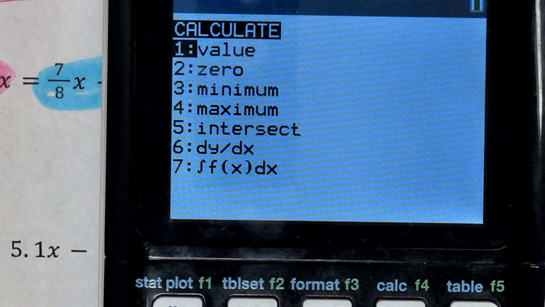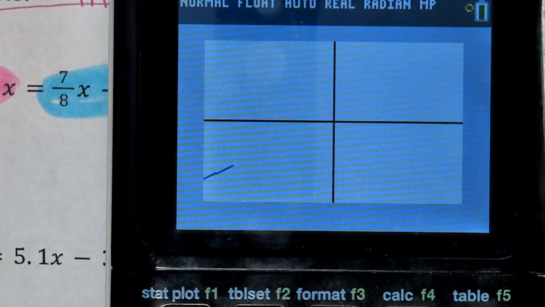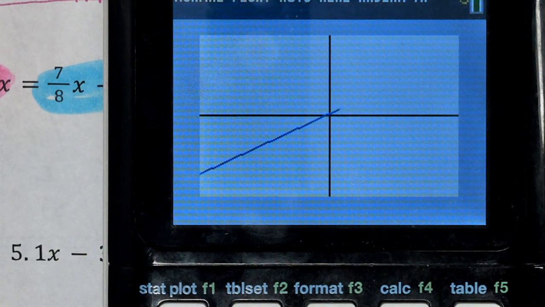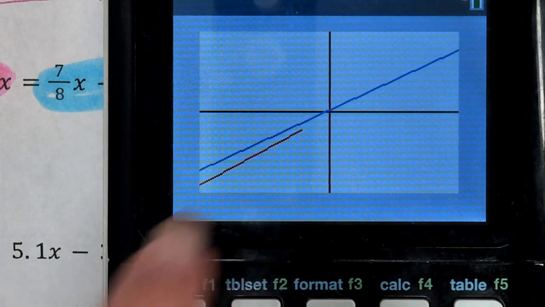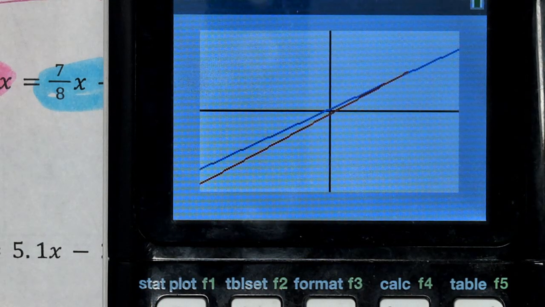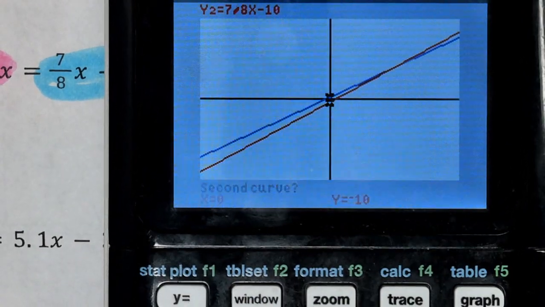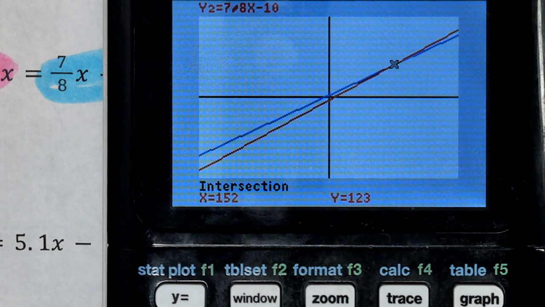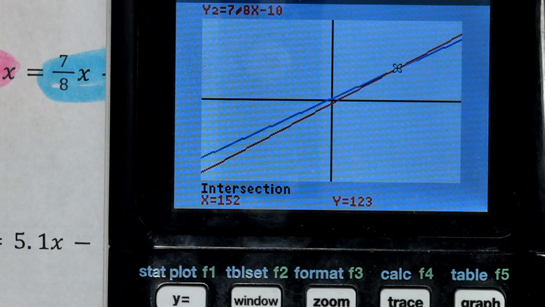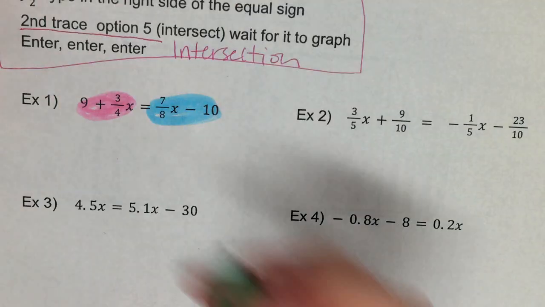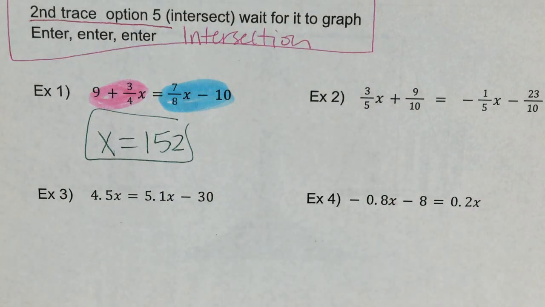Second trace, option 5. Hit the 5 button, please. And do not touch your screen. Allow it time to graph. You know it's ready for you to touch when words pop up right here. See how my words popped up? I can now hit enter until I see the words intersection, and that's my answer. So x equals 152. Did anybody not get that and you need a teacher to come to you? Raise your hand if you need us.